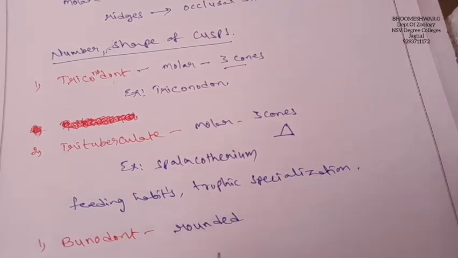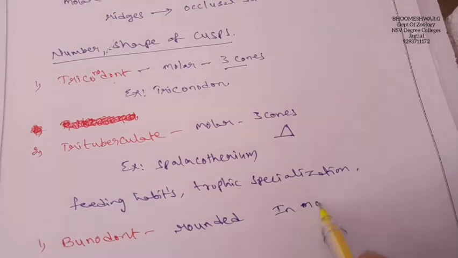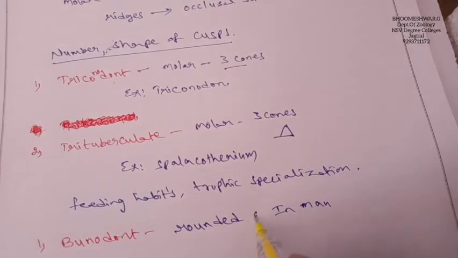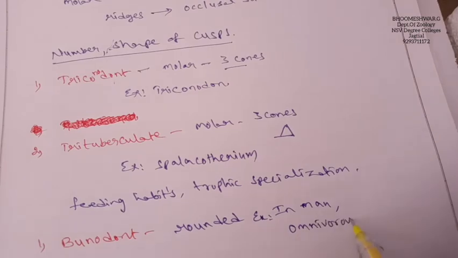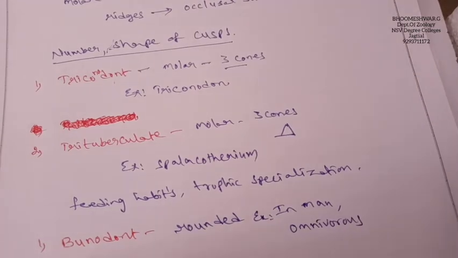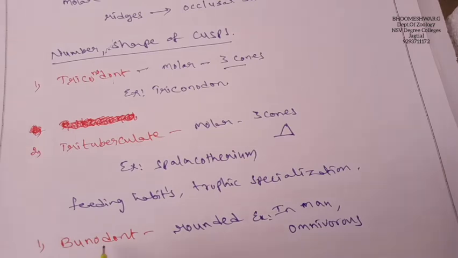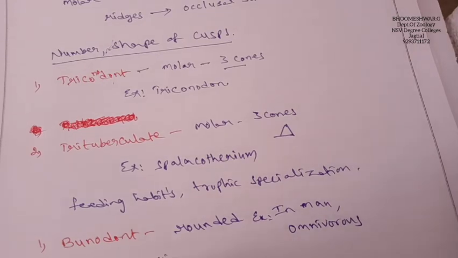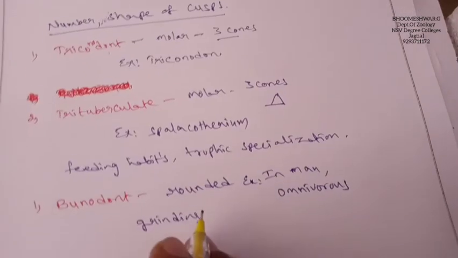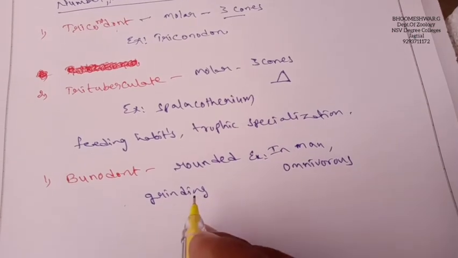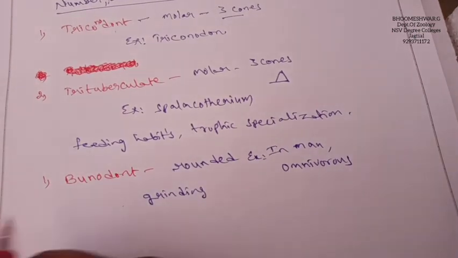These round cusps are seen in human beings and in the majority of omnivorous individuals. These are bunodont teeth and bunodont cusps, and they are mainly responsible for grinding of food substances.